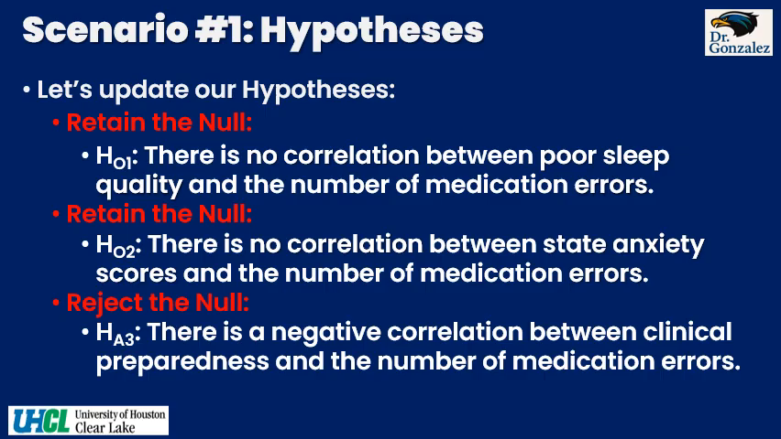So let's update our hypotheses. We have retaining the null for the first and the second one. There was no correlation between poor sleep quality and the number of medication errors. There was no correlation between state anxiety scores and the number of medication errors, but there was a negative correlation between clinical preparedness and the number of medication errors. So I retained my first two, and I rejected the null for the third.